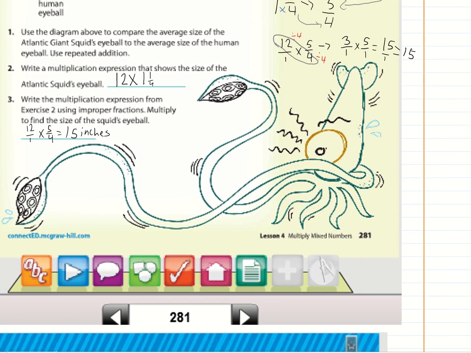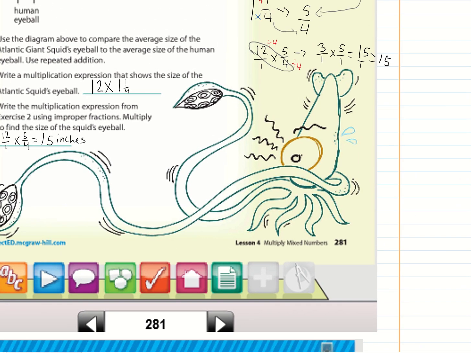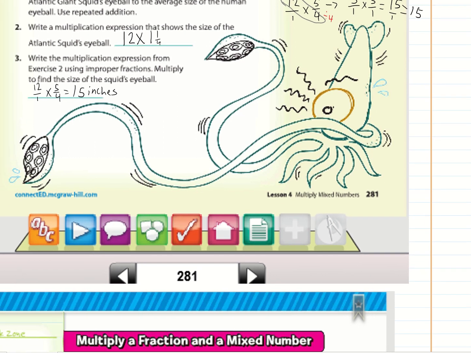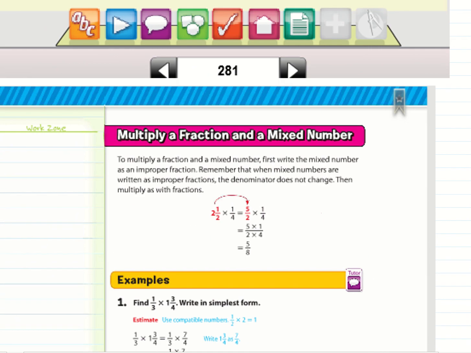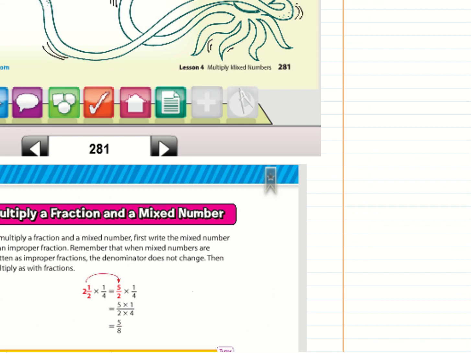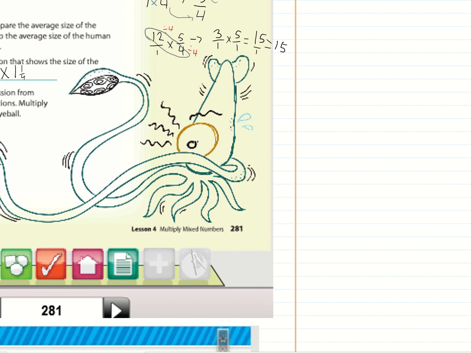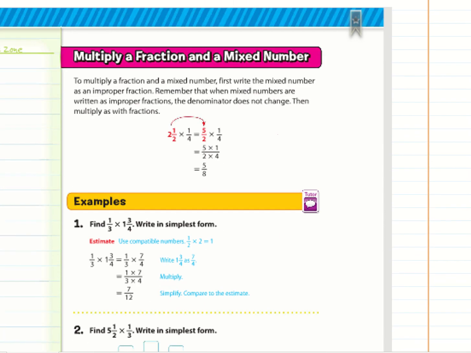The other method was to do 12 times 5 equals 60, 1 times 4 is 4, and then 60 divided by 4. But you really should start practicing the simplifying before multiplying.